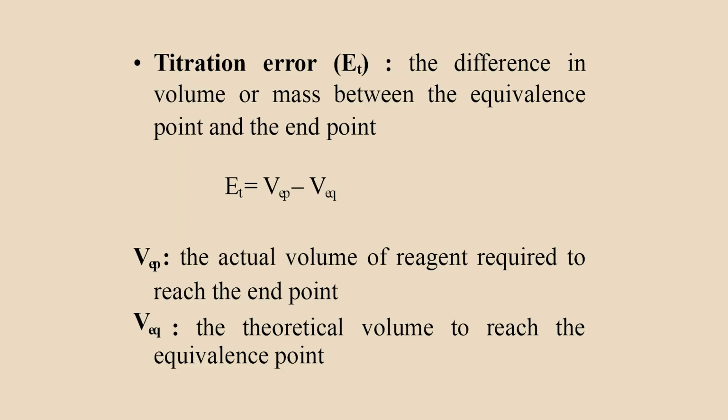Okay, so titration error is the difference in volume or mass between the equivalence point and the endpoint. The volume of the endpoint is the actual volume of the reagent required to reach the endpoint, and the volume of the equivalence point is the theoretical volume to reach the equivalence point. So basically, sinasabi po natin that this one is the actual measured, and this one is theoretical.